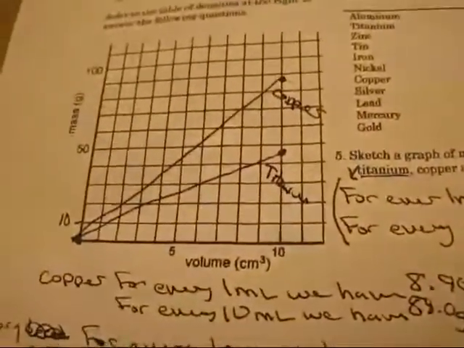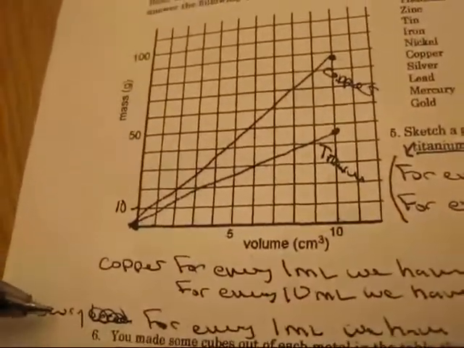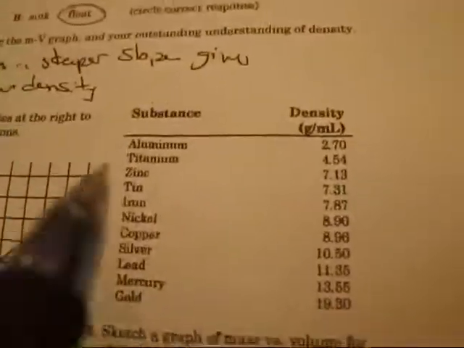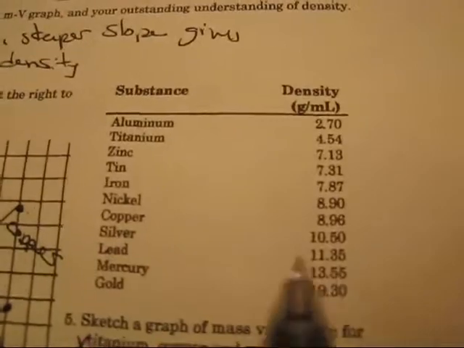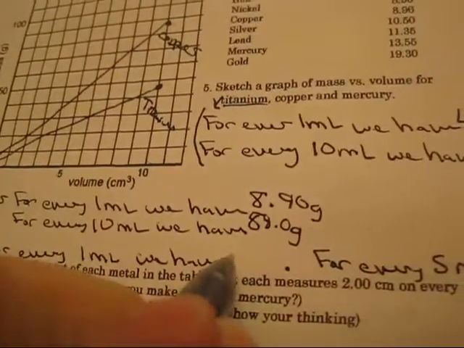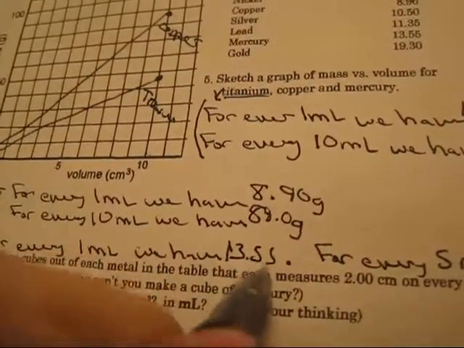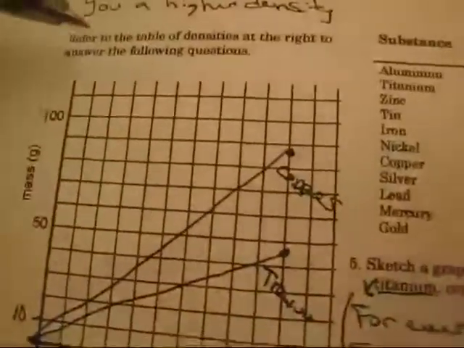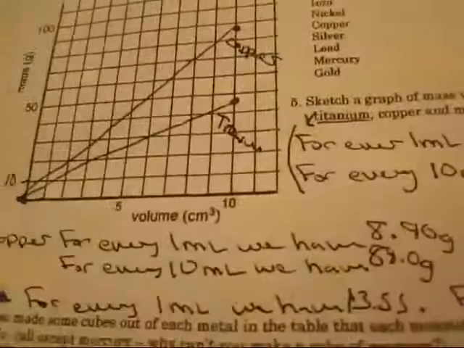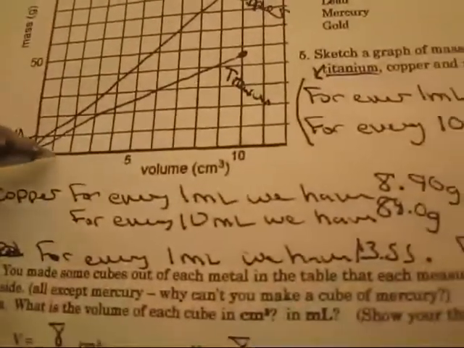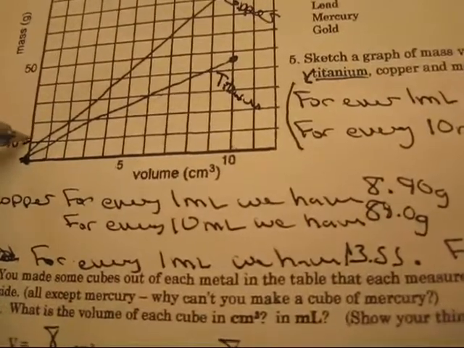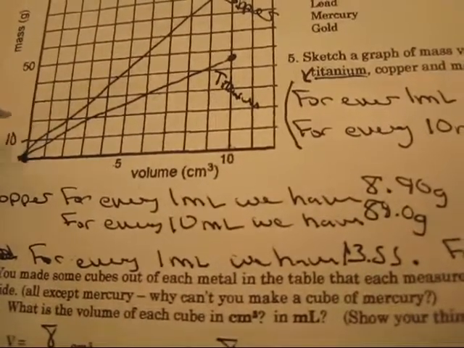And then what we have here for mercury, wanted us to do mercury, for every 1 milliliter of mercury, we have 13.55 grams. Now, if I did for every 10, that would be 135, which is way past our graph. So we can't really do that. We could graph for every 1. 13 is sort of, you can sort of see it, but I would say that's still kind of hard.